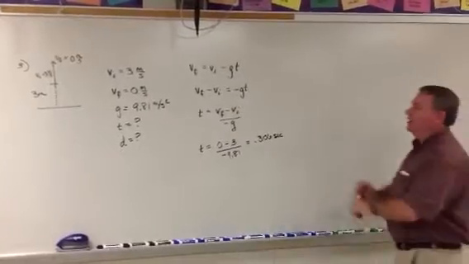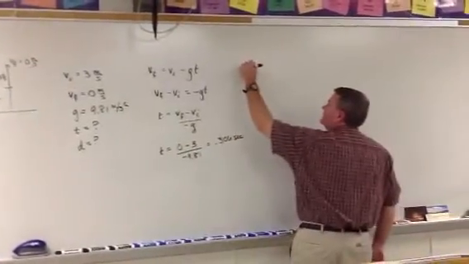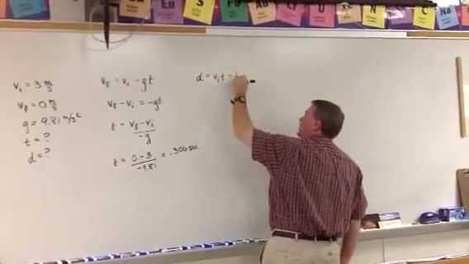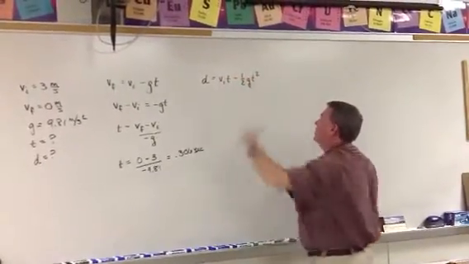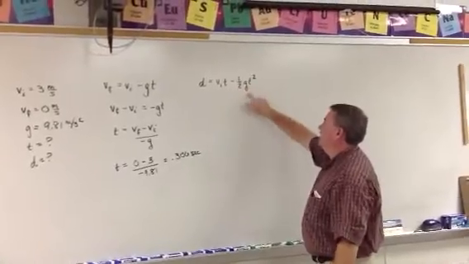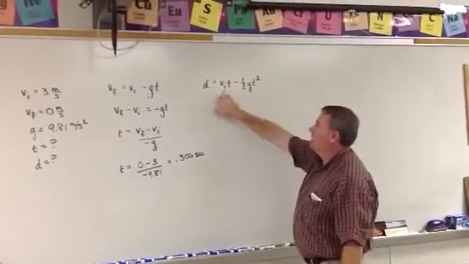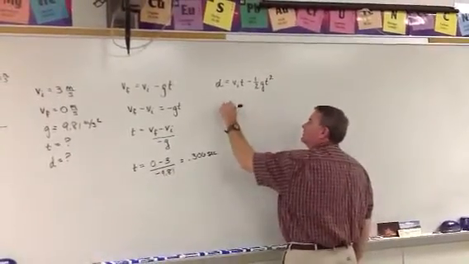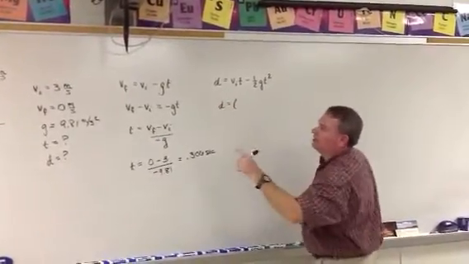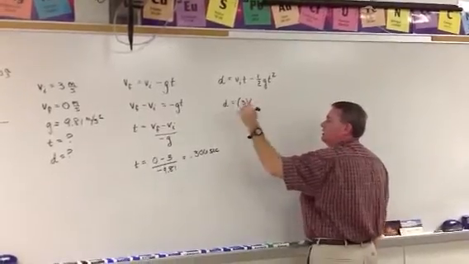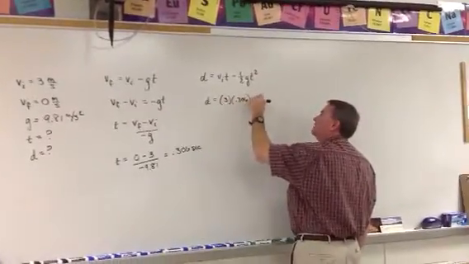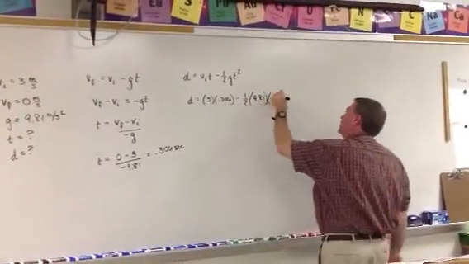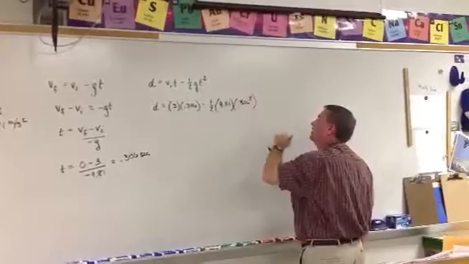All right. Now we'll look for the distance. Distance is equal to ViT minus 1/2 gt squared. We just solved for the time, so we have that. We have gravity and initial velocity. We're looking for the distance, so we can use this equation. Distance is equal to initial velocity 3, time 0.306, minus 1/2 times 9.81 times 0.306 squared.